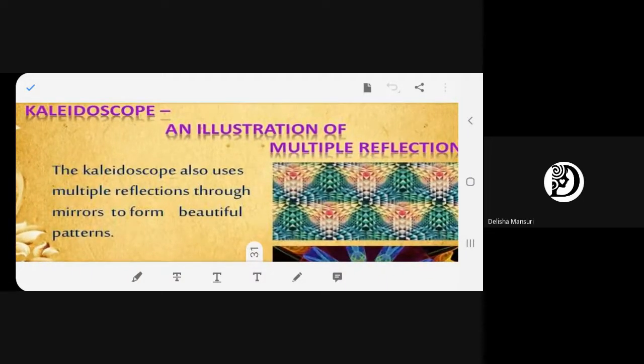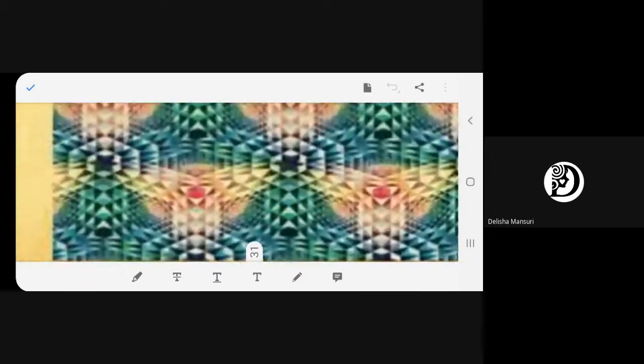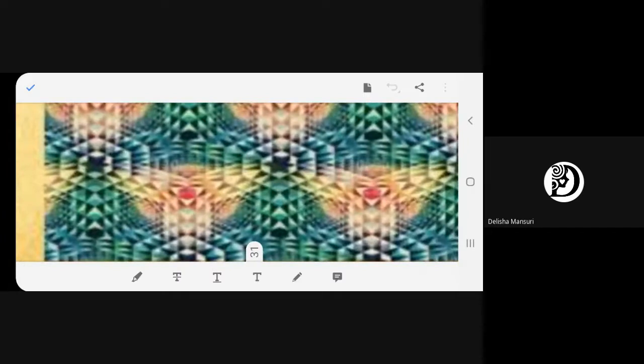Please read. The Kaleidoscope. Kaleidoscope also uses multiple reflections through mirrors to form beautiful patterns. Okay. Now look at the patterns over here. So one by one. So this is one pattern. Okay. This is what you get in kaleidoscope due to multiple reflection.